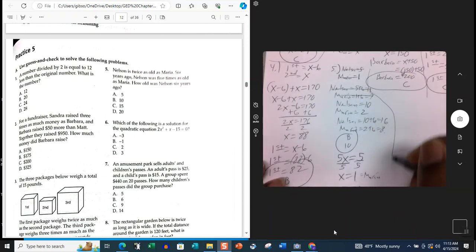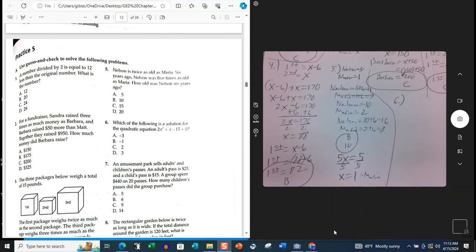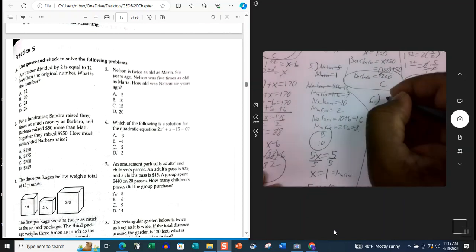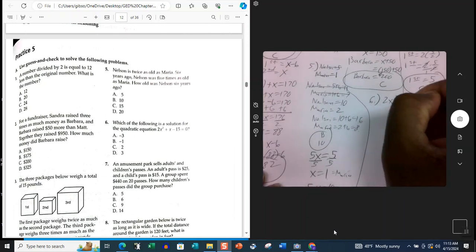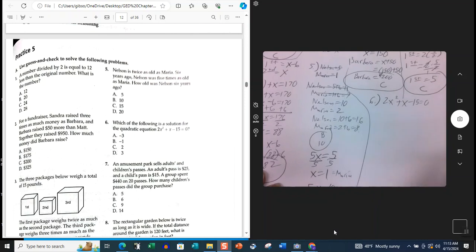So now we go here to problem 6. It says, which of the following is the solution for the quadratic equation 2x squared plus x minus 15 equals 0? Now, with this problem here, we will only need to do substitution. So what we could do, we could go through and substitute each one of these numbers, but I'm not going to do that for the sake of time. So the answer is A, which is -3, but I'm going to show you what you would have done.